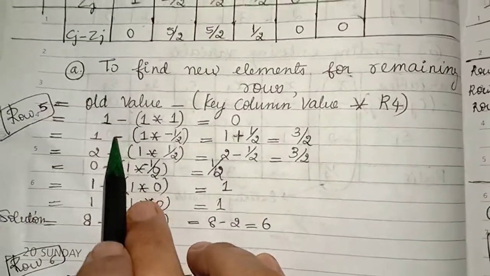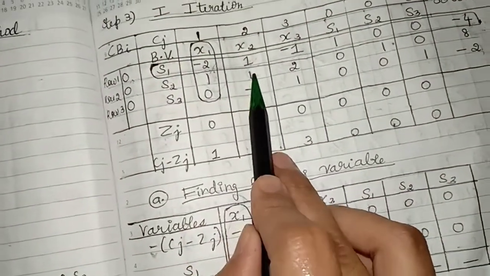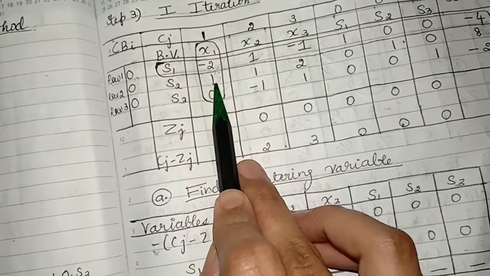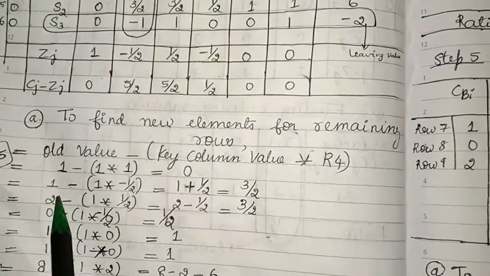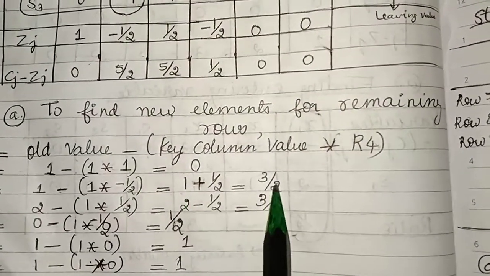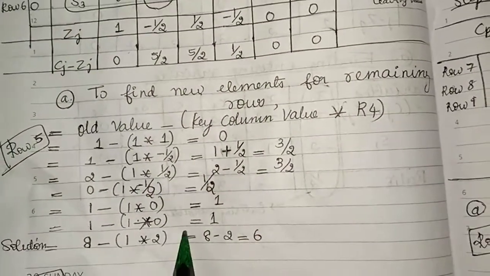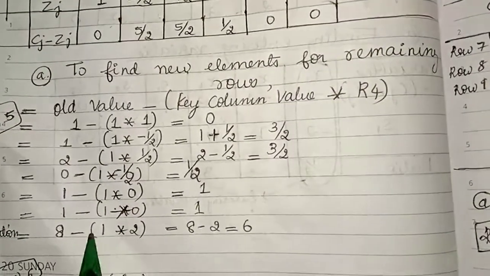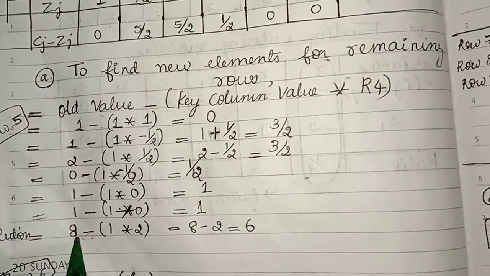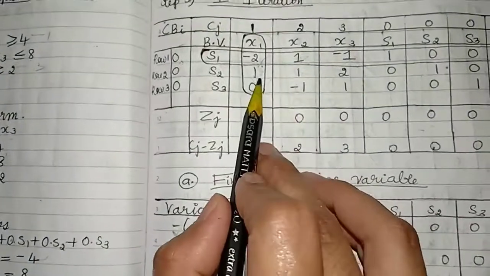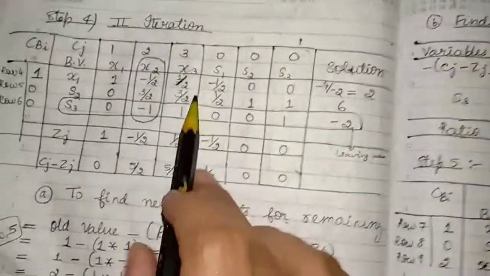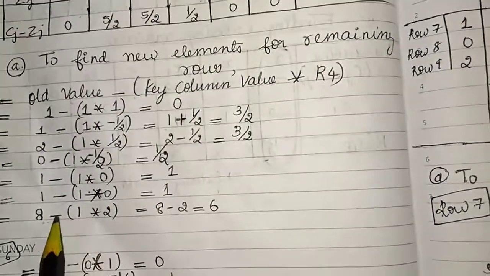Next one, the old value was 1, the corresponding key column value is 1 into R4. So what is the R4 value here? It is -half. So 1 minus 1 into -half, you get 3 by 2. Similarly, all the values are found using the same formula, even the solution. So the solution, the older value was 8, and the corresponding key column value is 1 into the new value, which is 2. So 8 minus 1 into 2, you get 8 minus 2, that is 6.